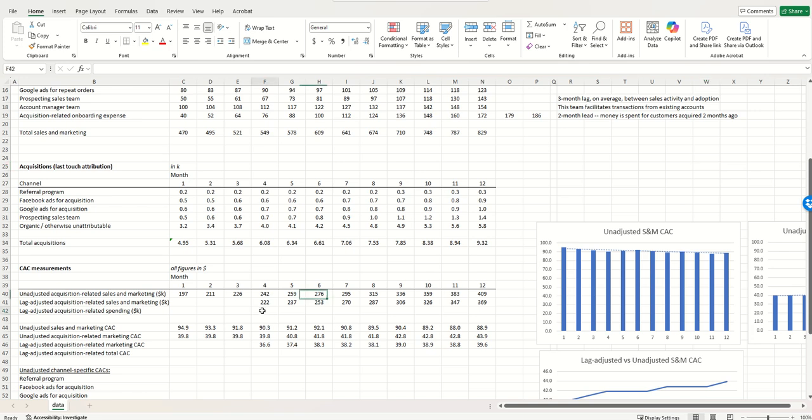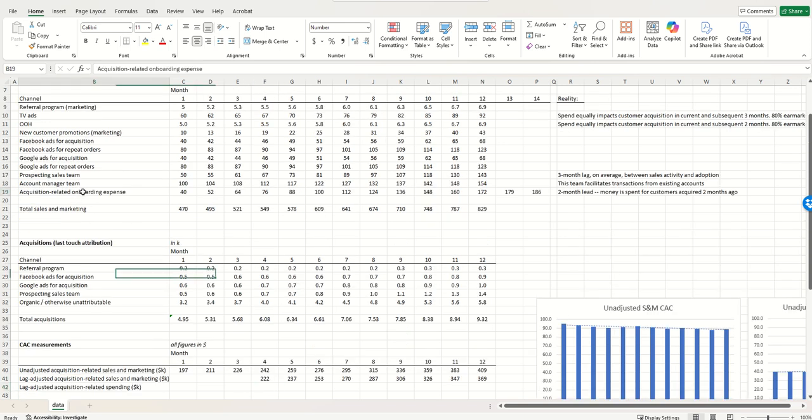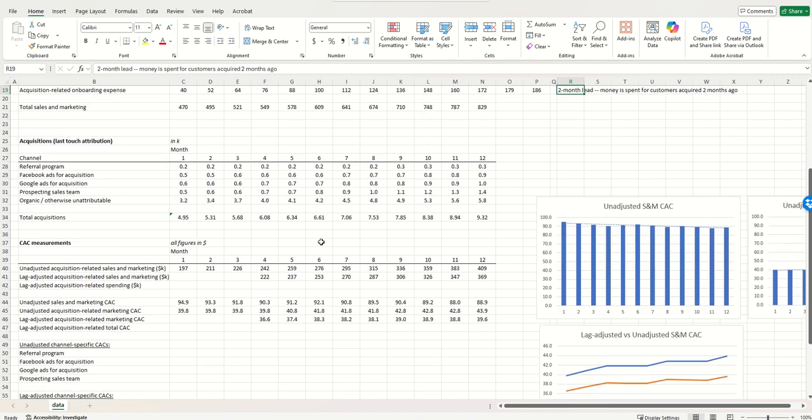Now the final thing we need is to also add in all of the acquisition related expenses that may not be sales and marketing. And the main category that we have here are onboarding expenses. You acquire customers today, you have to spend the onboarding money in the future. So here there's a 2-month lag. You acquire customers today, you spend this money on onboarding 2 months from now.